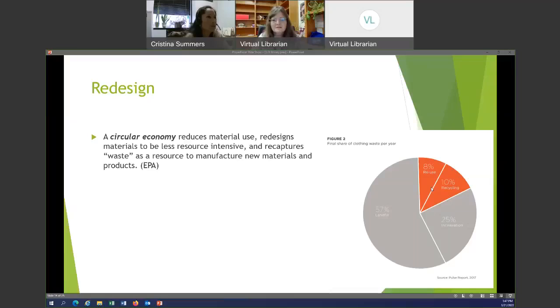Oftentimes in some places, clothing that's donated actually ends up getting recycled, turned into new clothing. So there's a lot of potential there. But you see how most of that, up to 80 pounds of clothes each year per person, just goes right to the landfill. Some of it gets incinerated. They did a survey asking why people don't just donate it.